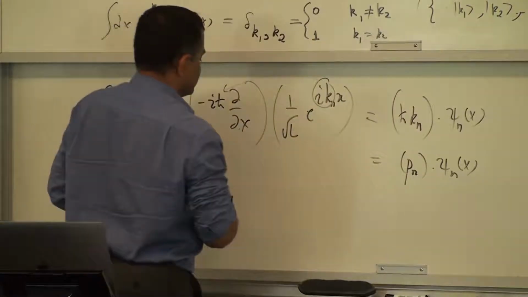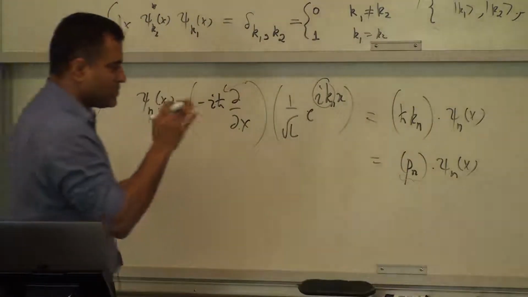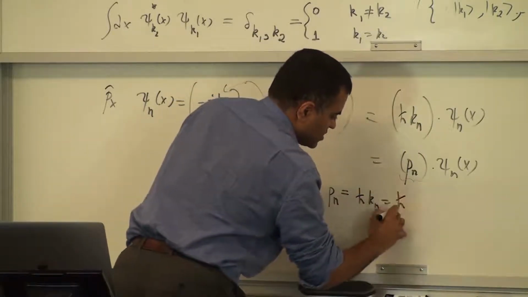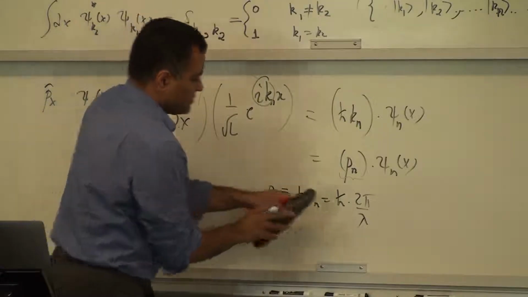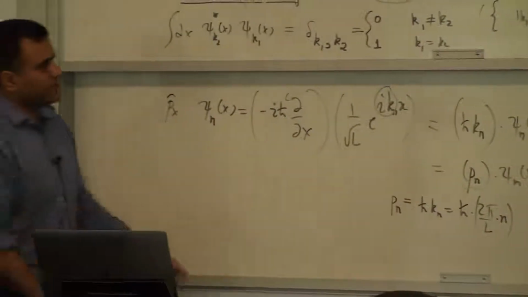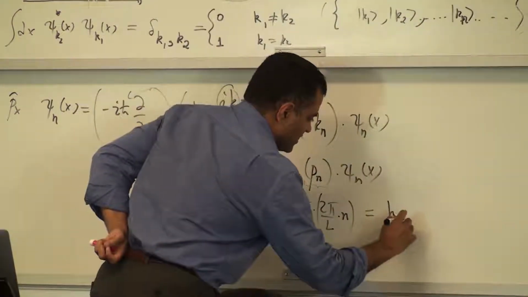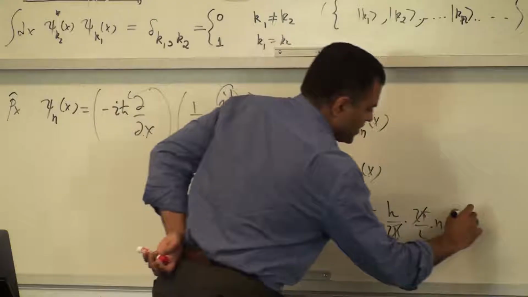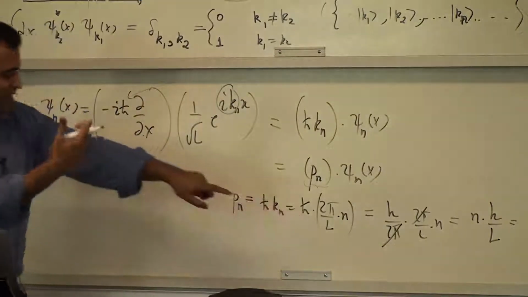So this is a state of pure momentum, an eigenstate for momentum, and the value of the momentum is h bar times k_n, and that's h bar times 2 pi by the wavelength. Sorry, 2 pi by L times n. So we just found that, and then you can also write h bar as h over 2 pi times 2 pi over L times n. And the reason I'm doing that is we get n times h over L.